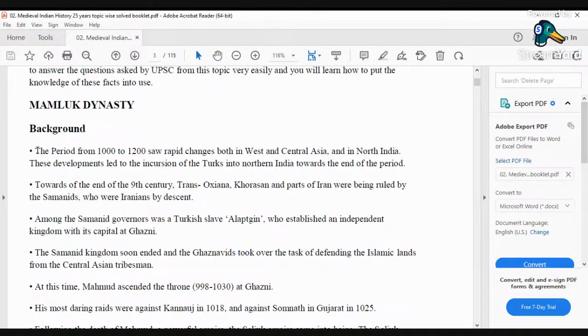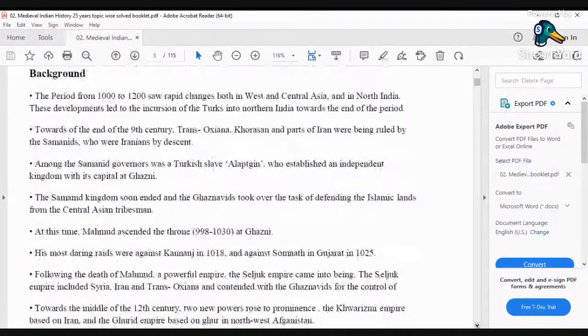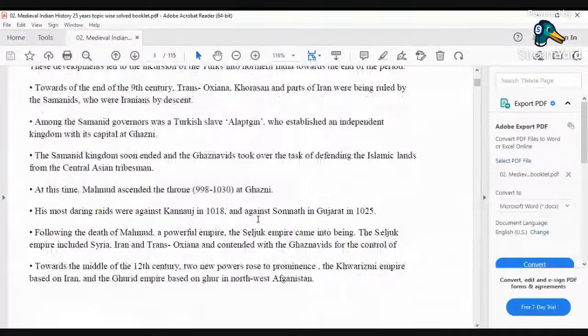The period from 1000 to 1200 saw rapid changes both in West and Central Asia and in North India. These developments led to the incursion of the Turks into northern India towards the end of the period. In due course of time, the Turks had entered the Samanid Empire. The Samanid Empire, or Samanid Kingdom, was a kingdom of Persia, or modern day Iran.